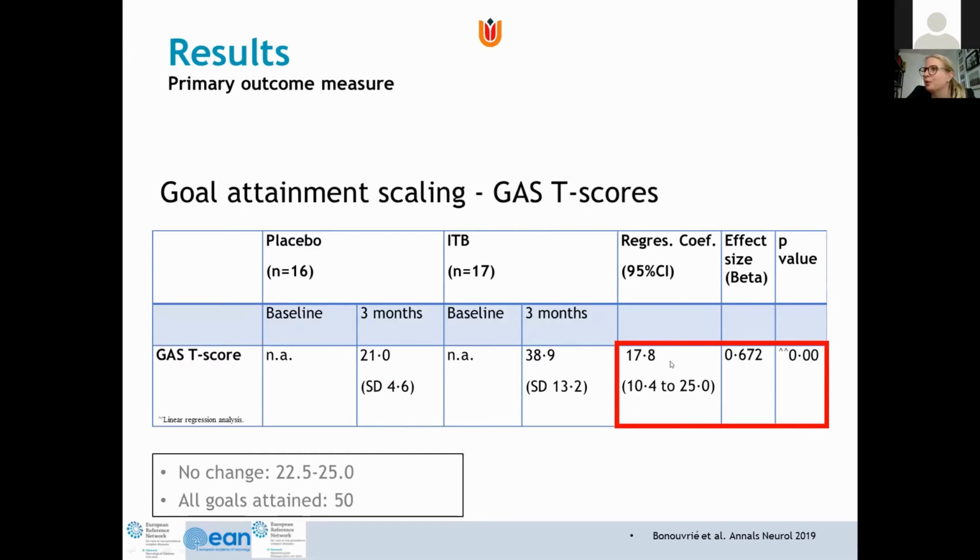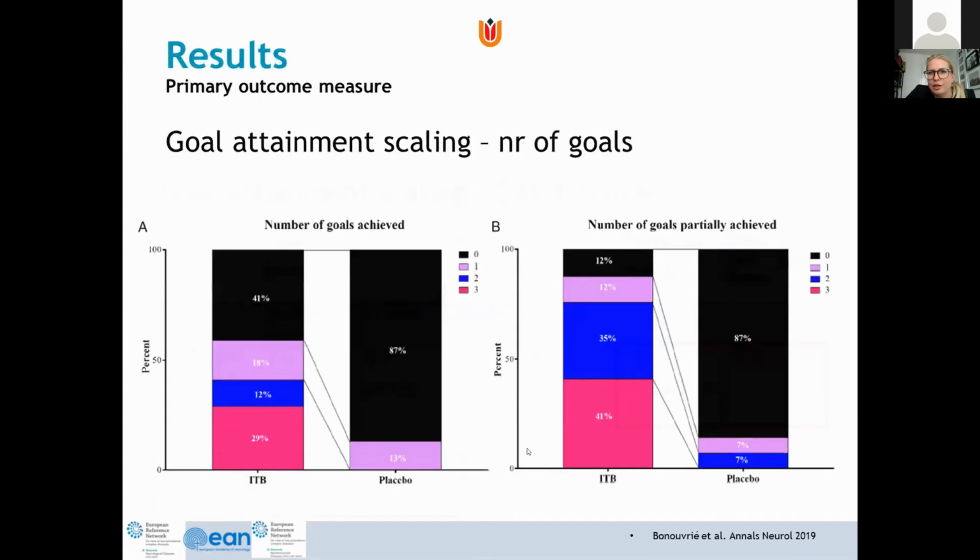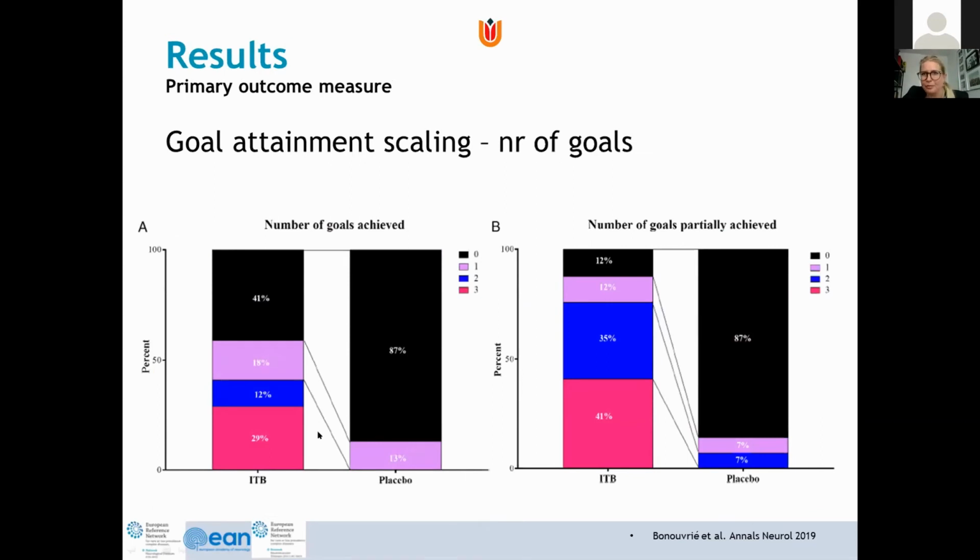We found for the goal attainment scaling a significant difference between two groups in which the ITB group scored better than the placebo group, which is shown in this table. And you can also see it in this figure. I show here the number of goals which are attained on the left, ranging from 0 to 3, 0 in black and 3 in pretty pink.